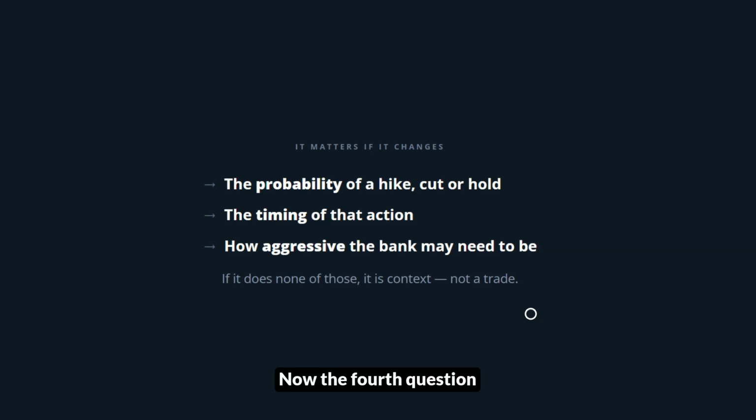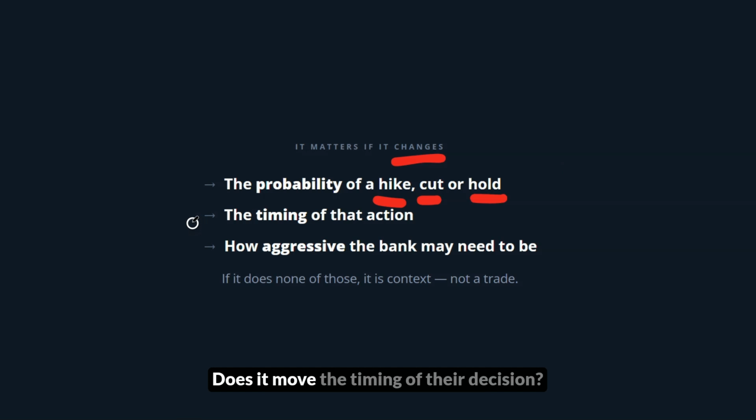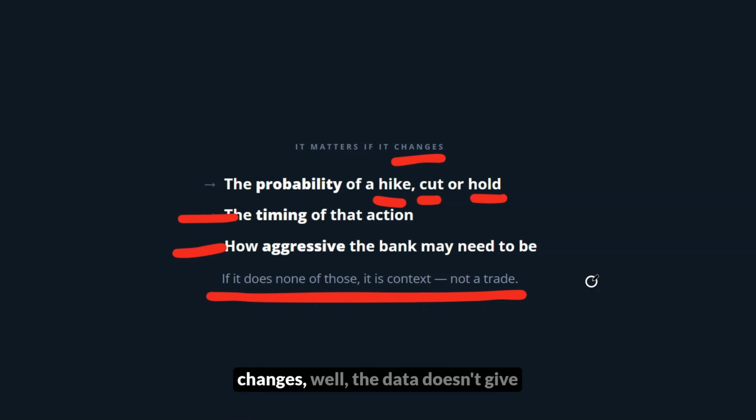Now, the fourth question, when you look at the data, is to understand if it changes something. I've repeated this often during the video, and I'm going to repeat it again. Does this report, does this number that is just being released make a hike, a cut, a hold more likely? Does it move something for the central bank? Does it move the timing of their decision? Does it move how aggressive they may be? If nothing for the central bank changes, well, the data doesn't give us anything interesting to trade. It hasn't moved the needle, so to speak.